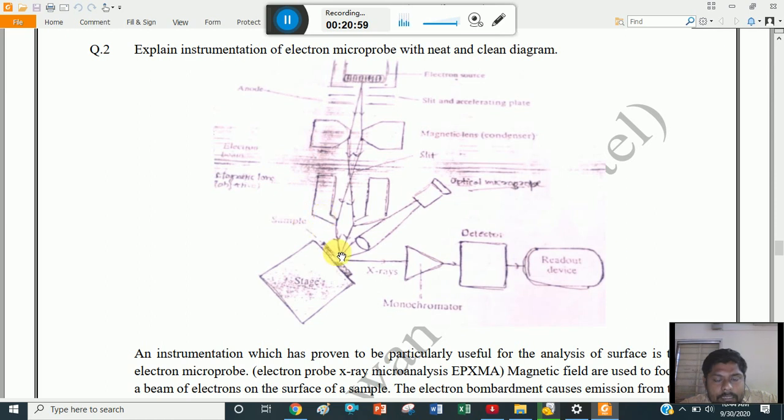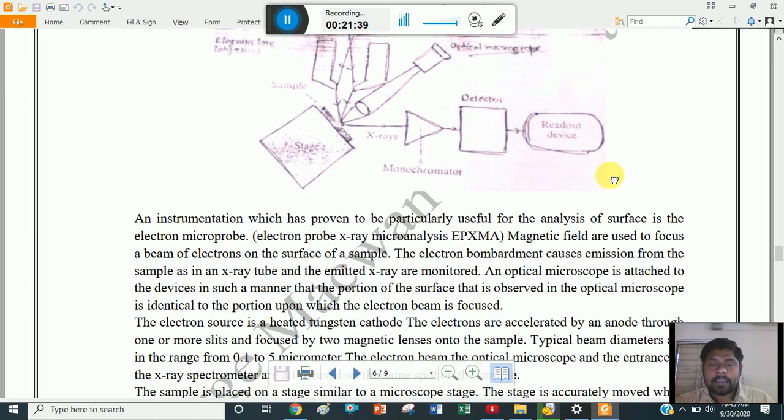Then the specimen sample is here on a stage. The optical microscope is set here. That is the X-ray monochromator, detector, and the readout devices. Those are the condenser lenses and these are called objective lenses. That is the diagram of EPM.